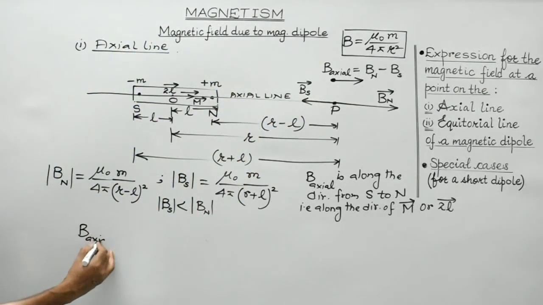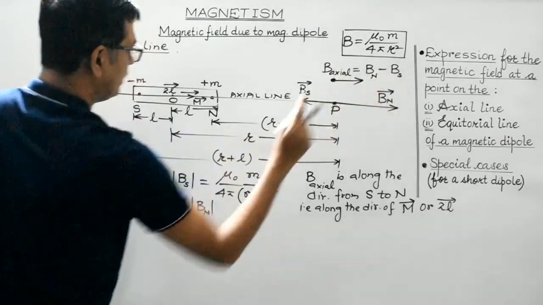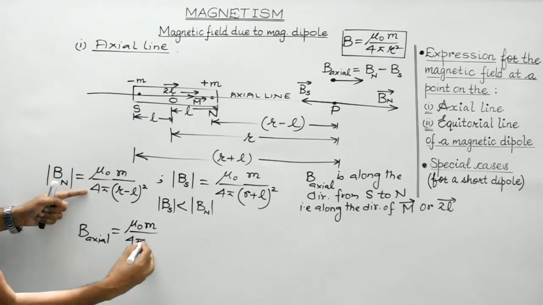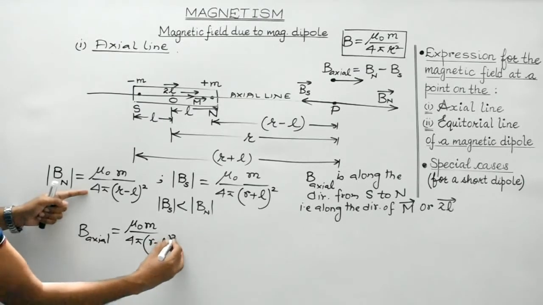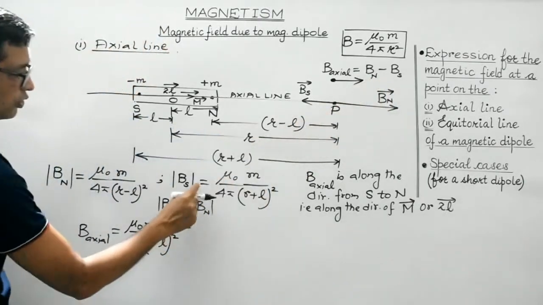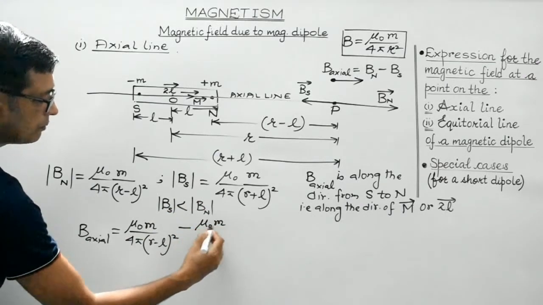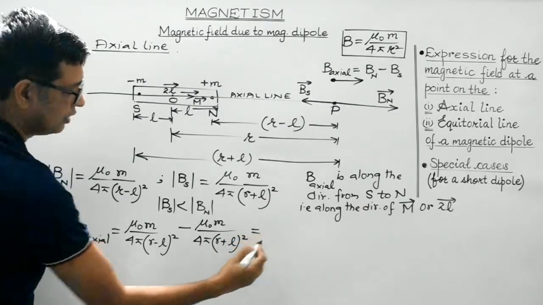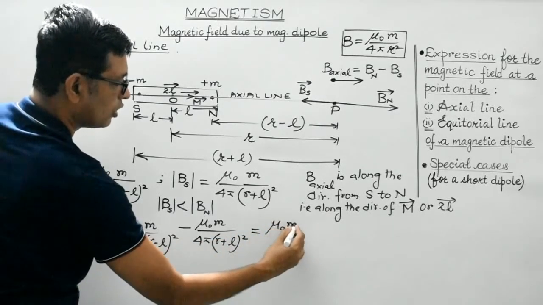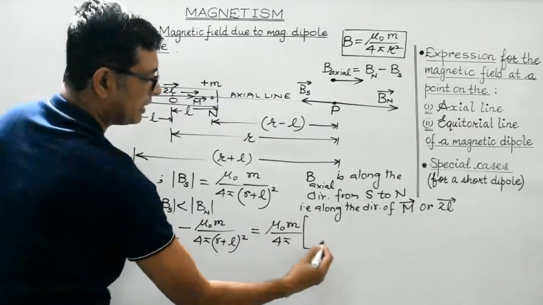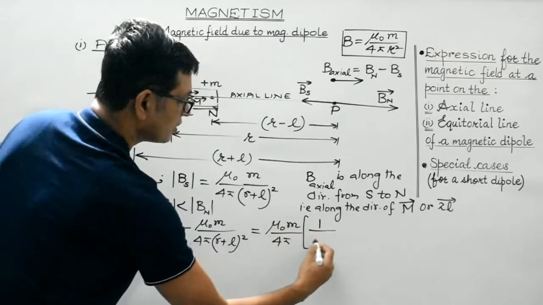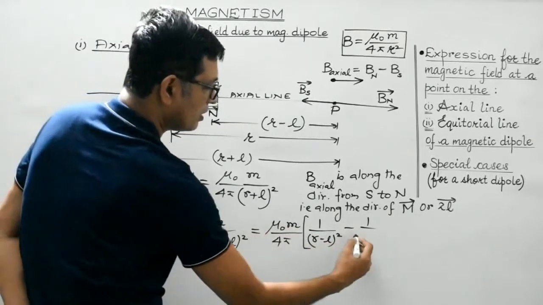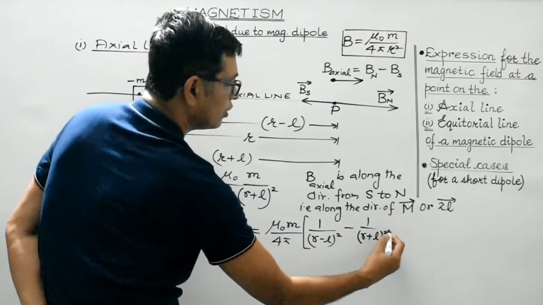Okay, B axial. As we have stated, it's Bn minus Bs. Let's substitute the value. So mu naught m divided by 4 pi, r minus l whole square, minus Bs. Substitute this value of Bs. It is mu naught m divided by 4 pi, r plus l whole square, isn't it? So you can take mu naught m divided by 4 pi as common. So what will be left with is 1 divided by r minus l whole square minus 1 divided by r plus l whole square.